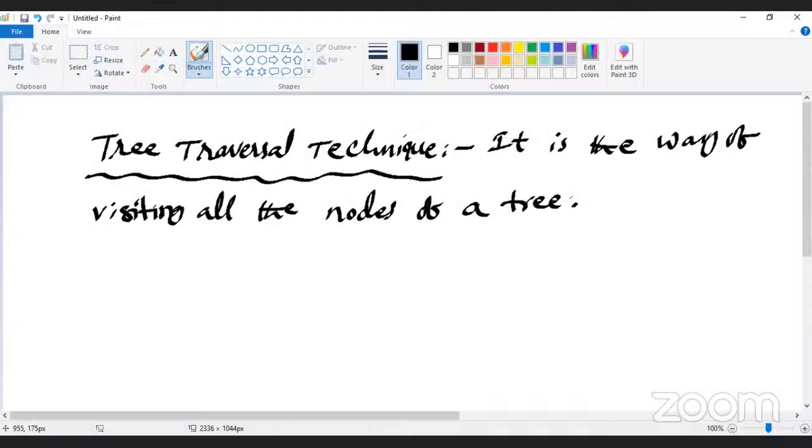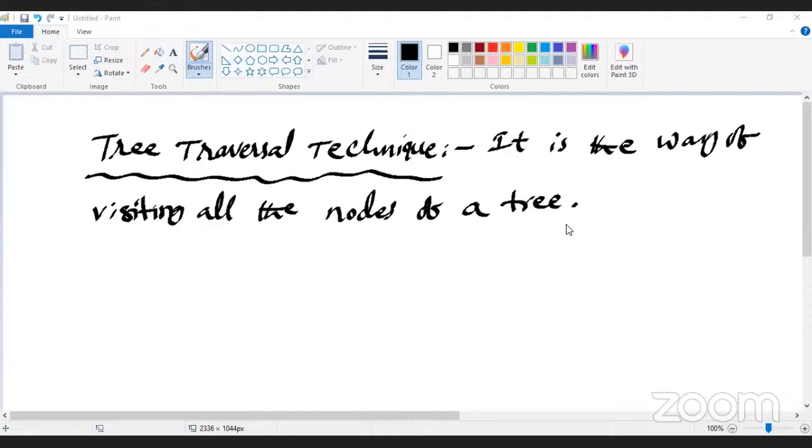Visiting all the nodes in a tree is called tree traversal technique. Unlike non-linear data structures, only logical traversal will be there in linear data structures like arrays, linked lists, queues, and stacks. You can go logically in that. We will discuss that later when the topic comes. So here we will visit all the nodes one by one.